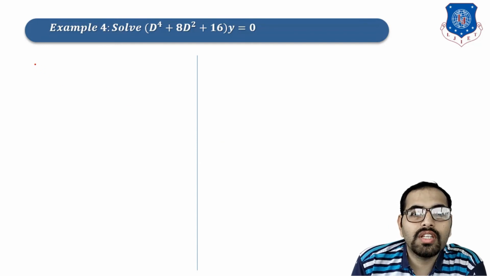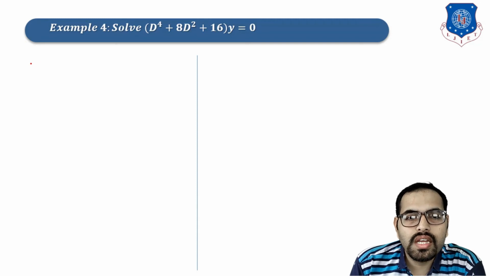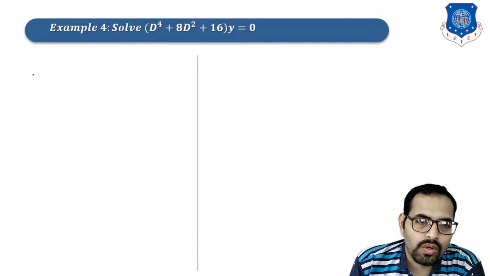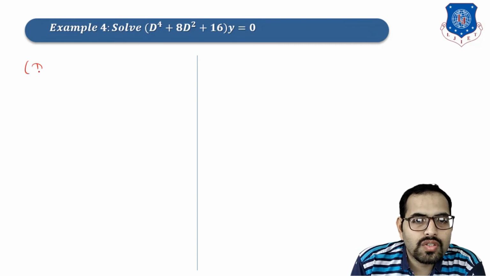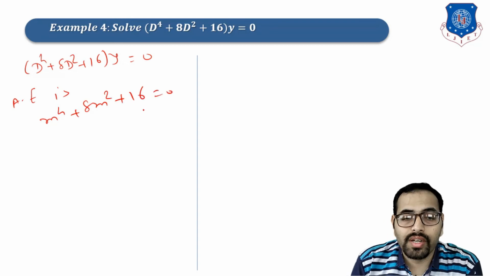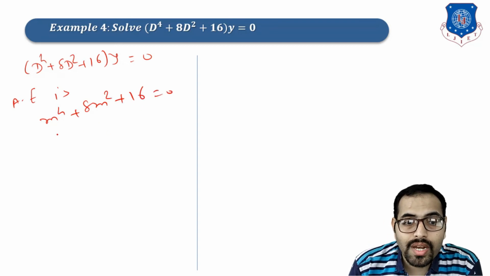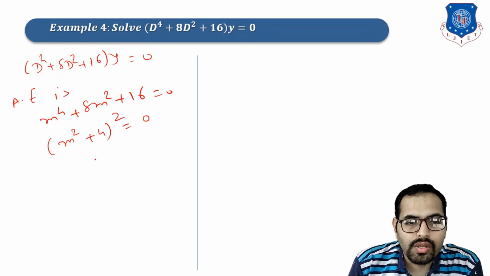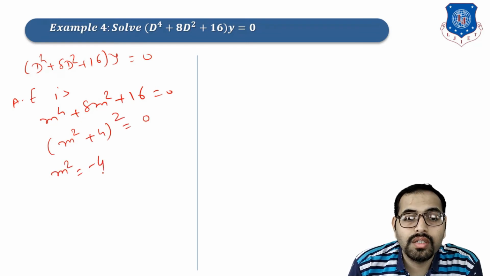Here we have the equation D raised to 4 plus 8D square plus 16 of y equal to 0. Then our auxiliary equation is m raised to 4 plus 8m square plus 16 equal to 0. Now factorize it, this one is a square plus 2ab plus b square. Then our factor becomes m square plus 4 whole square equal to 0. Then m square equal to minus 4.